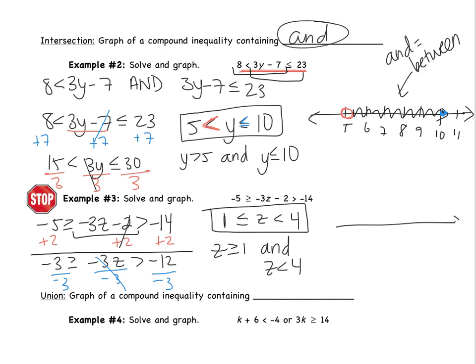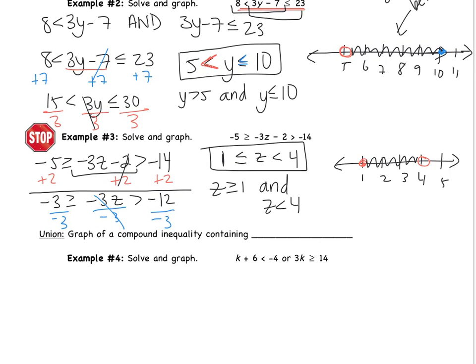Now to graph this. You should have had a closed circle at 1, an open circle at 4, and then it's an and, so you should have shaded everything in between. Now you might be asking yourself, how am I going to know if it's an and or an or? Well, keep going with me and you're going to see at this next section for union.